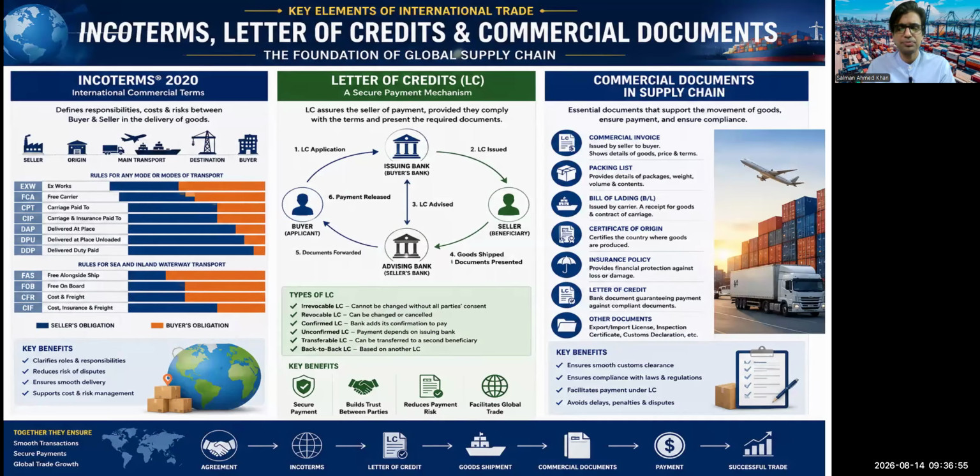Now, I have been mentioning and talking a lot about these things. So this is overall the comparison of that. Incoterms define the responsibilities, cost, and risk between the buyers and the sellers. They are as follows: free carrier, carriage paid to, carriage and insurance paid to, delivered at place, delivered duty paid, free on board, cost and freight. And the letter of credit assures the seller of payment provided they comply with the terms and present the required documents. And obviously the commercial documents. So these three are very important in commercial procurement. You have to closely follow up with these scenarios while doing the commercial agreements with the suppliers.